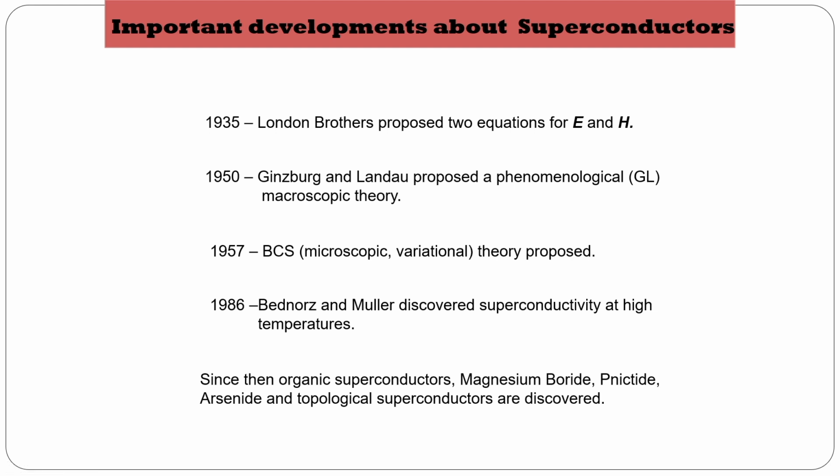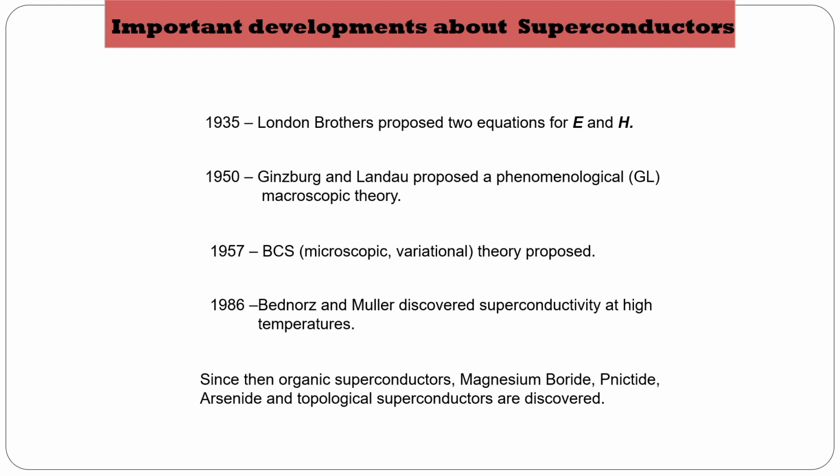Let us see some developments of superconductors. In 1935, the London brothers proposed 2 equations which are known as the London equations. They are very important in the study of electrodynamics of superconductors. In 1950, Ginzburg and Landau, 2 Russian physicists, proposed a phenomenological macroscopic theory, called the GL theory. In 1957, the BCS theory, which is a microscopic and variational theory, was proposed.